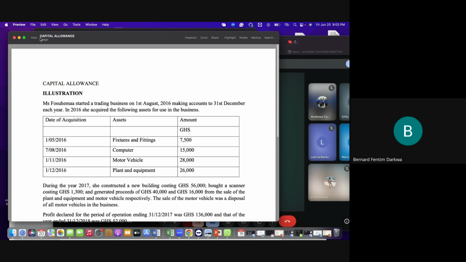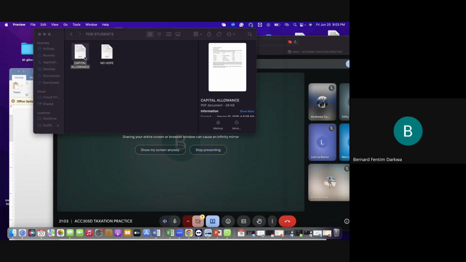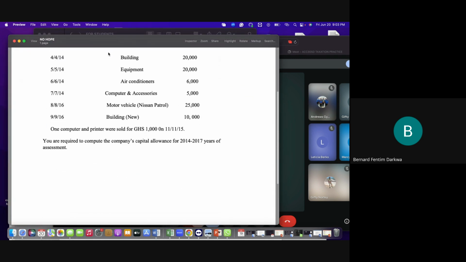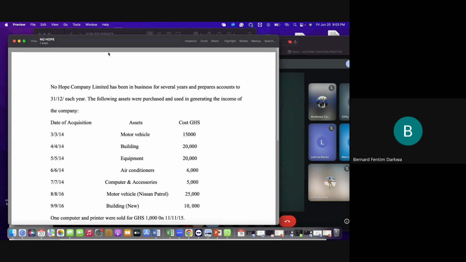So I have a question here that we are going to start. Next week we will solve 2 questions on capital allowance, and that will be enough. So this is how you're going to see the capital allowance. But the principles we are going through, we'll go through and solve the question, and you will be okay.